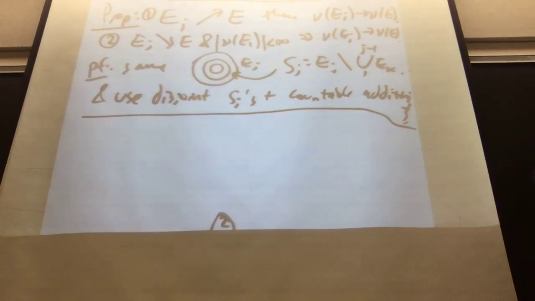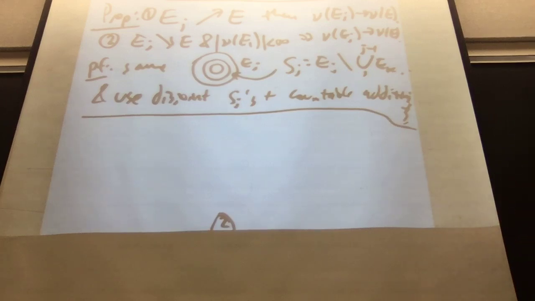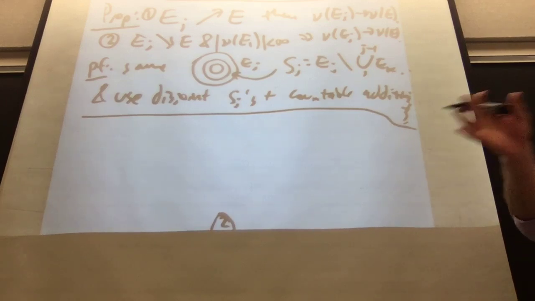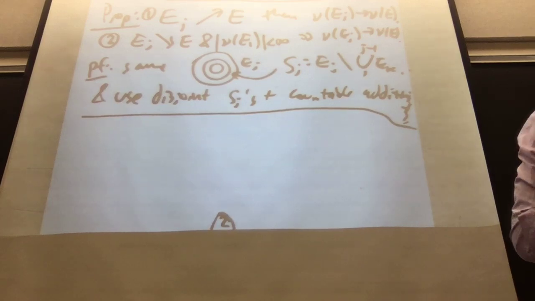And if they're decreasing, then just do the same thing, but writing E1 as the disjoint union of these shells plus E, and then you can subtract E1 from both sides. It telescopes, you subtract E1 from both sides.